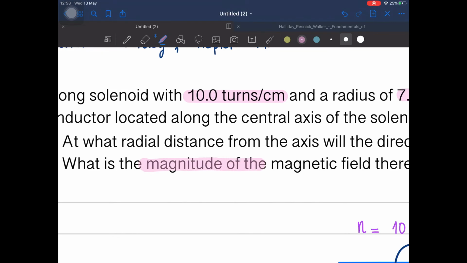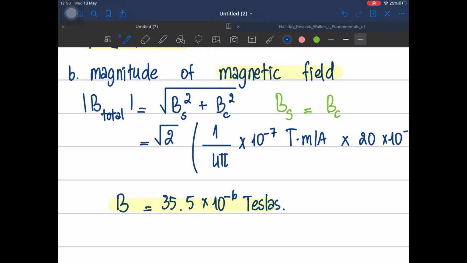Next, they need you to find the magnitude of the magnetic field. It is not the direction. We do not need this. This is called a vector, and this is the magnitude of the vector. So we are finding this one. I have pre-calculated as well, but I want to show why we have this value.